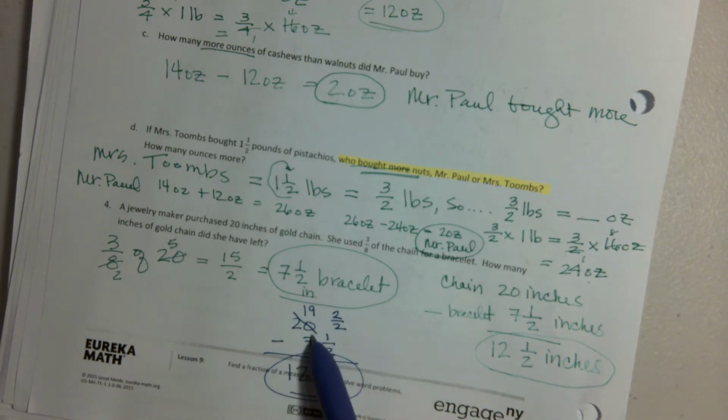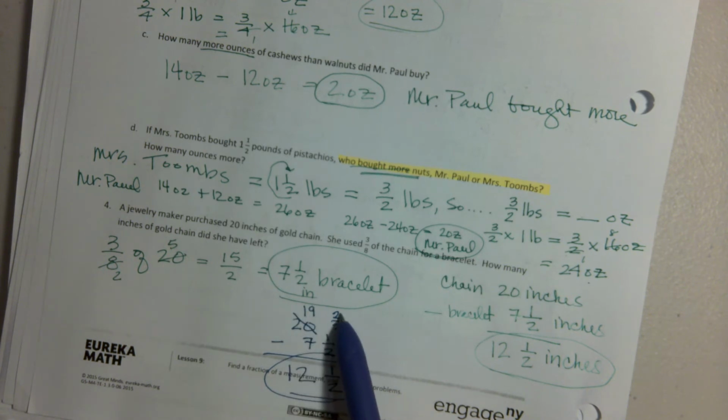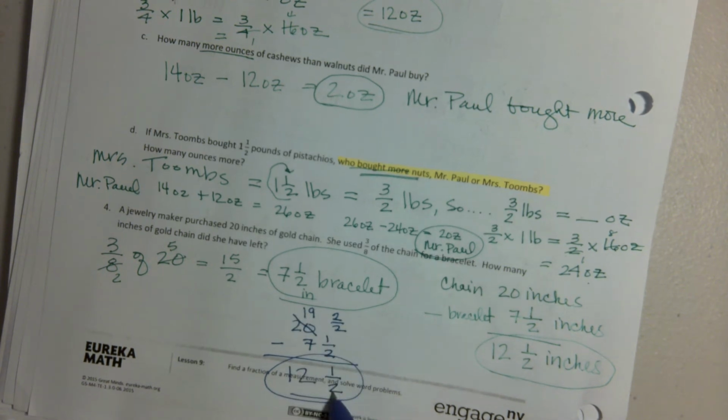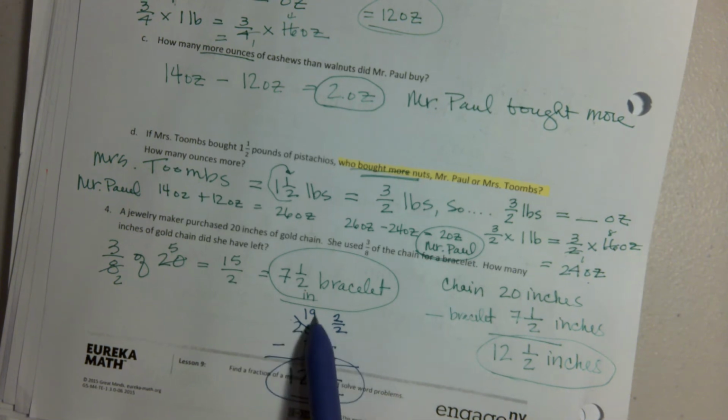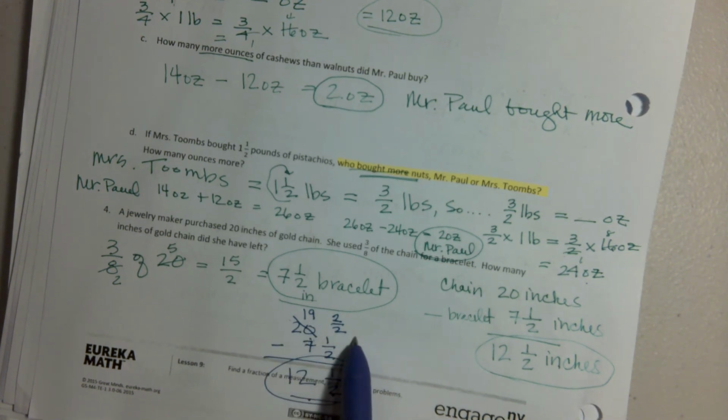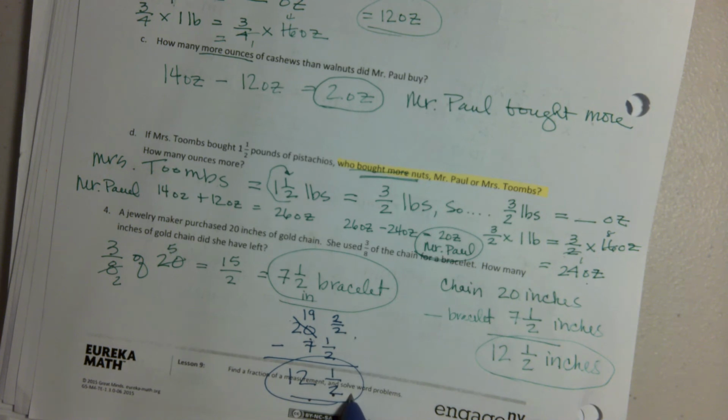So I had to regroup, take one whole and make that 19 and turn this into a fraction in order to subtract. I think that's probably where people make their biggest mistake, is they either forget the half or they make the half too big. All right, so instead of 12.5, you may have ended up with 13.5, and that's probably because you didn't take a whole away and turn that into a fraction in order to subtract. All right.